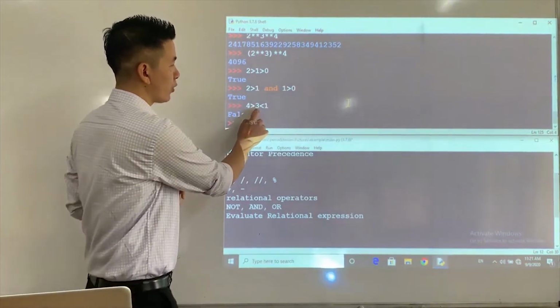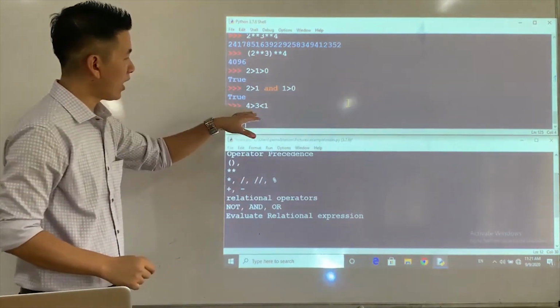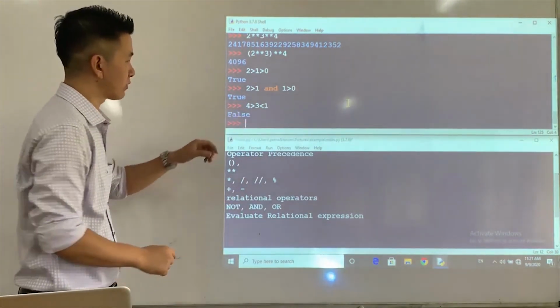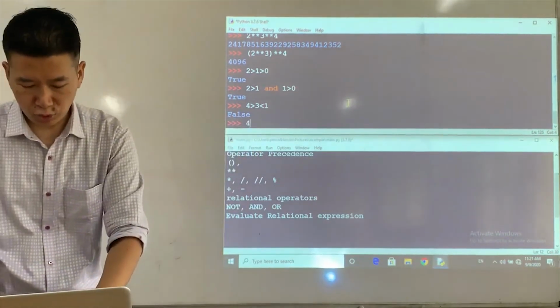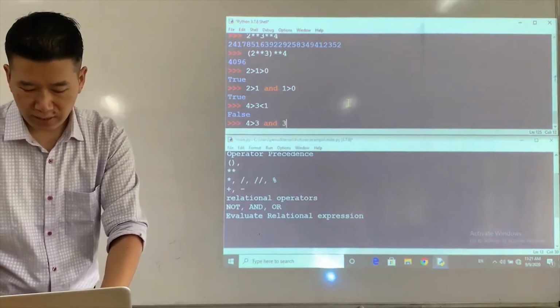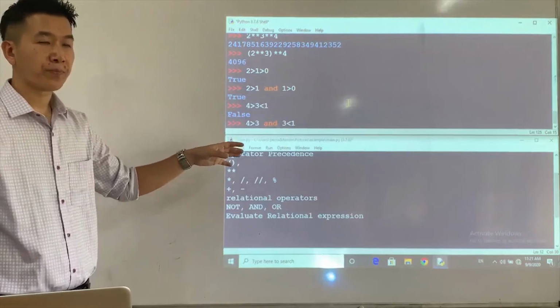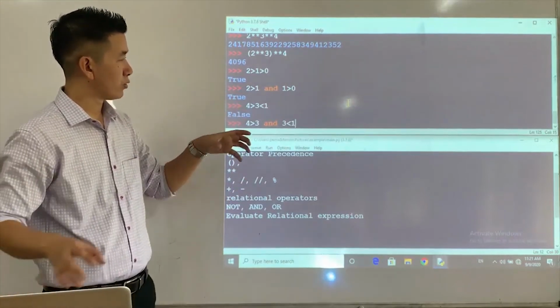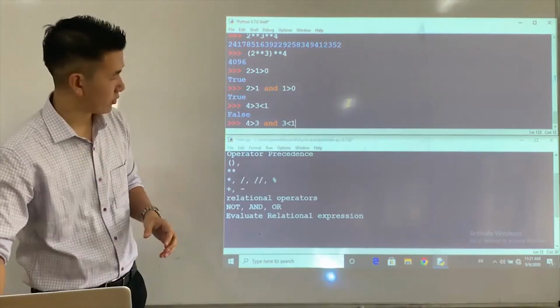Because 3 is not less than 1, sorry. Why do you get the result as false? Even though this part is true, this part is false. So this is equal to 4 greater than 3 and 3 less than 1, right? This is how you evaluate the relational operator with a chain of multiple comparisons.